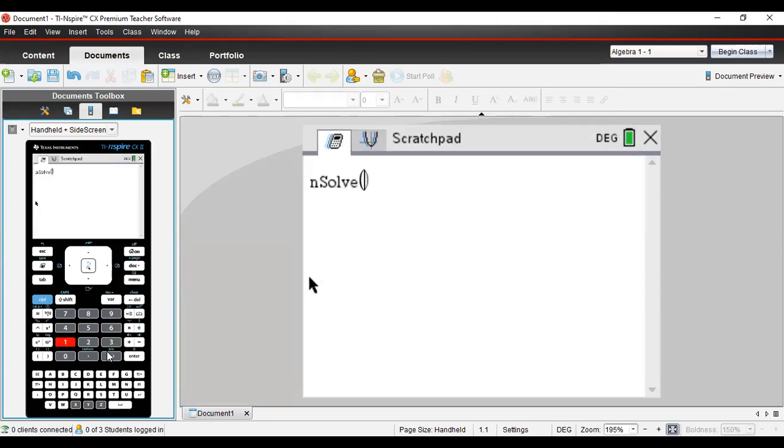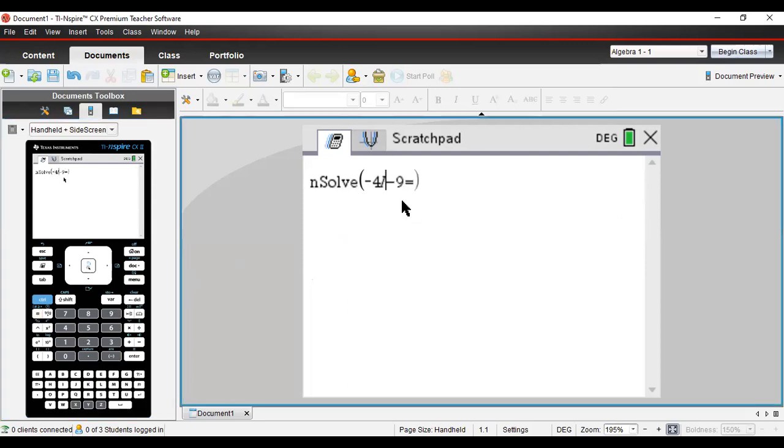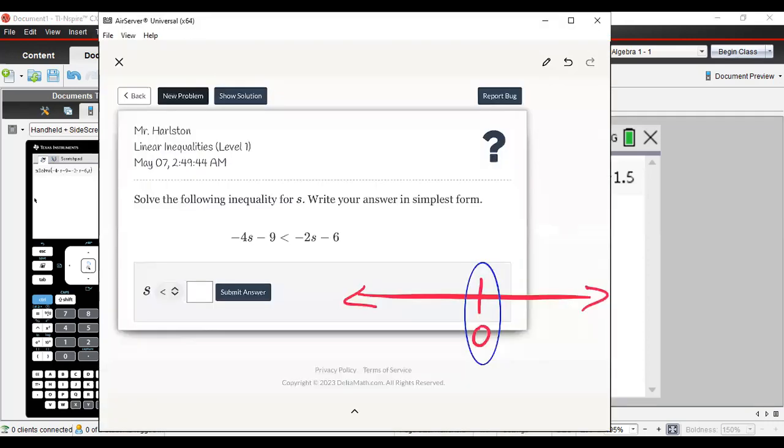And then we got a negative 4S minus 9 is equal to, oops, that's supposed to be an S. 4S is equal to a negative 2S minus 6. And then we do comma S. Okay, now we do Nsolve. So it tells us that our boundary number is a negative 1.5. So a negative 1.5 is going to be to the left of the 0.